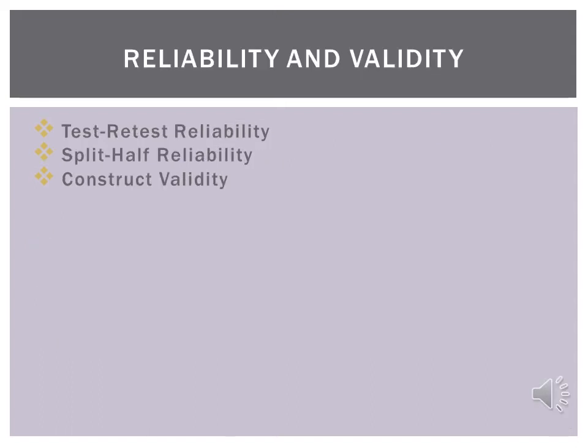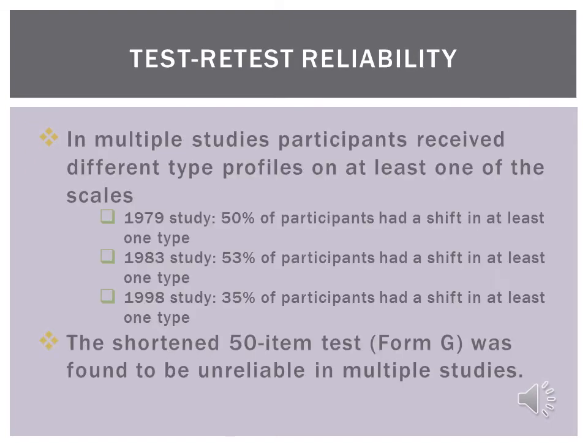While there were numerous research studies addressing multiple forms of reliability and validity, in this presentation I will discuss the three areas which were most prevalent in my research: test-retest reliability, split-half reliability, and construct validity. The test-retest reliability data was the most difficult aspect of the MBTI to assess because varying articles presented the results of this test in different lights.